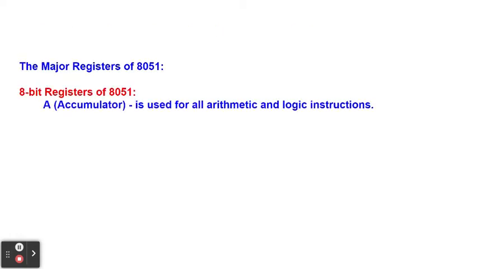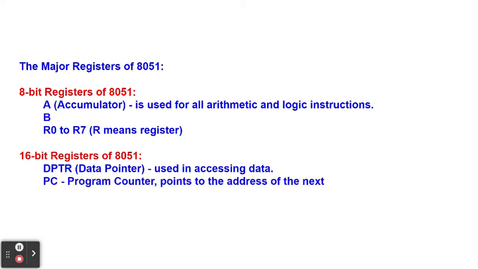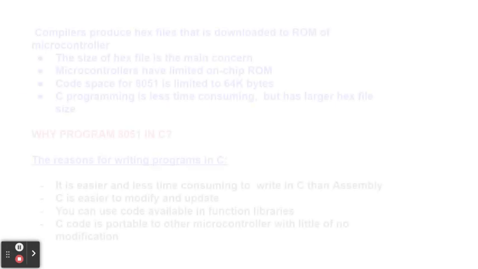Now, the major registers of the 8051 are the following: the accumulator, or A. This is used for all arithmetic and logic instructions. We also have B. We have R0 to R7. By the way, R means register. We have the 16-bit registers of the 8051, and this includes the DPTR, which stands for data pointer, and this is used in accessing data. We also have the PC, or program counter. This points to the address of the next instruction to be executed.